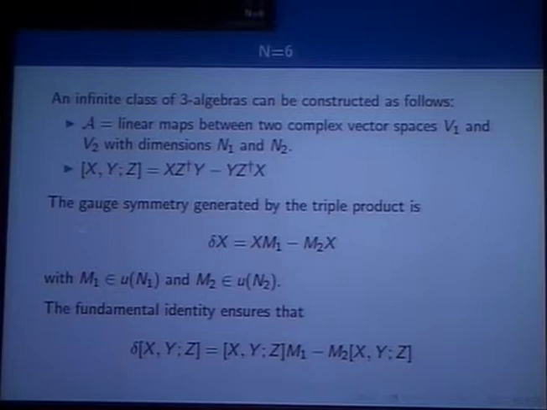So here you see the gauge symmetry is generated by the triple product. And it works as follows, that the delta X is just X M times minus M X. So M1 and M2 are completely different. In fact, they live in different spaces in general. And so X, of course, is a bifundamental field. And you're doing right multiplication and left multiplication by separate gauge transformations. And the whole point, the raison d'etre, if you like, of the fundamental identity is that you have sort of covariance, a derivation property, that under variation of this, you get this product back.